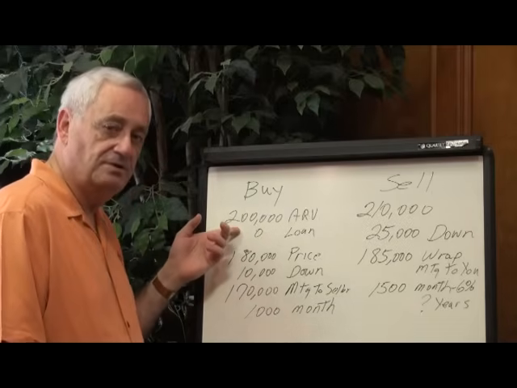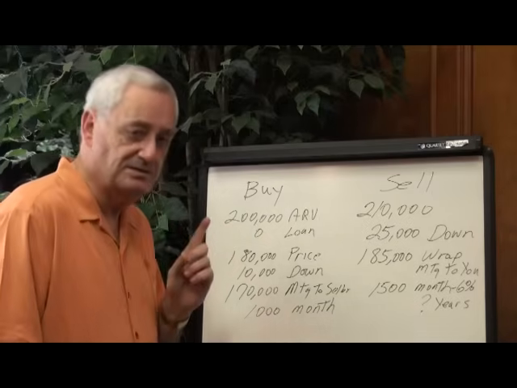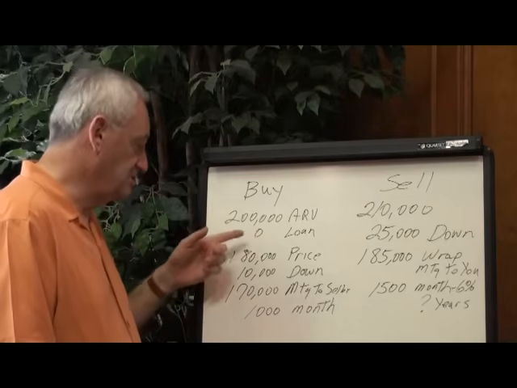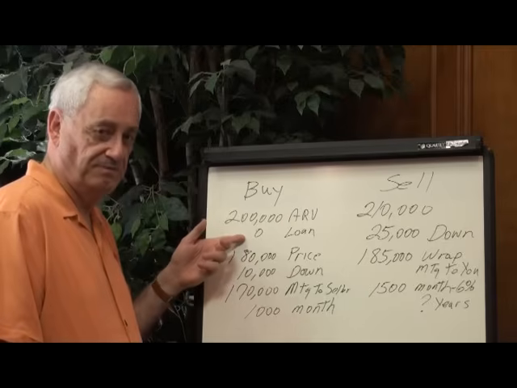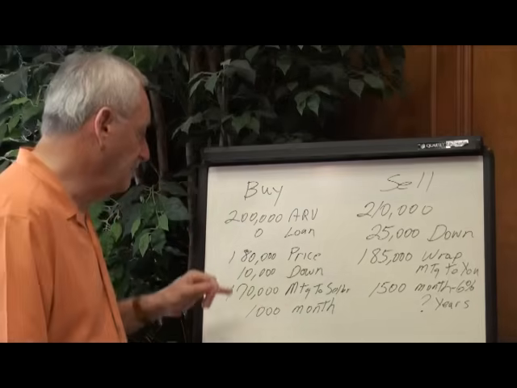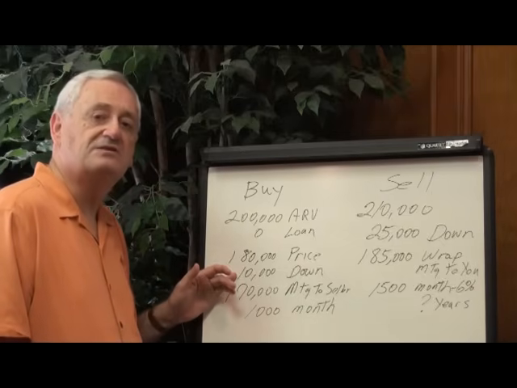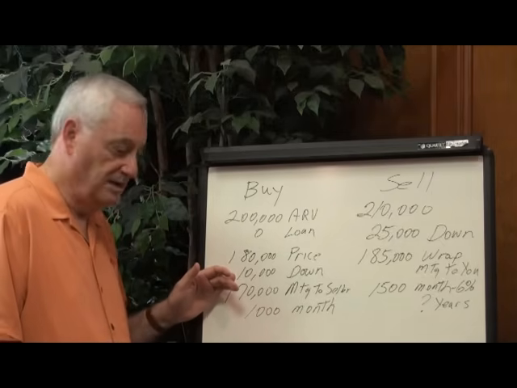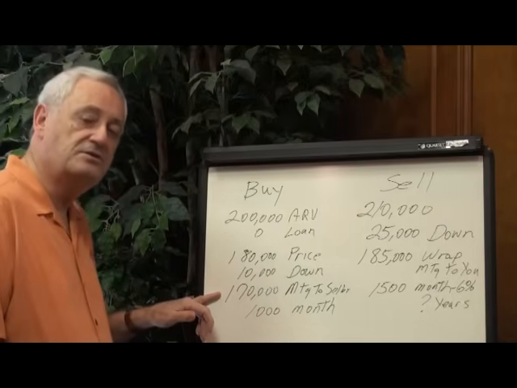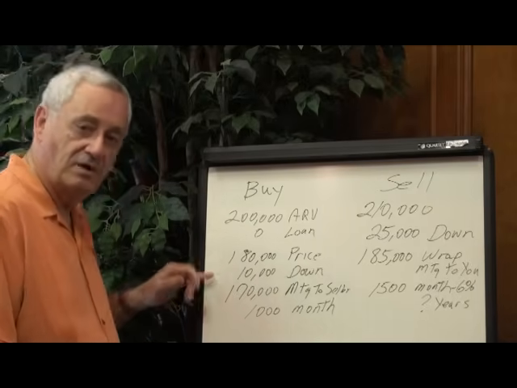We know it's worth $200,000, and the seller agrees to sell it to us with owner financing for $180,000. So the seller owes nothing on the house. The seller says, I'll sell it to you for a $180,000 price, and we agree on him getting $10,000 as a down payment. So I'm going to give him $10,000 and owe him $170,000 of his $180,000 price.